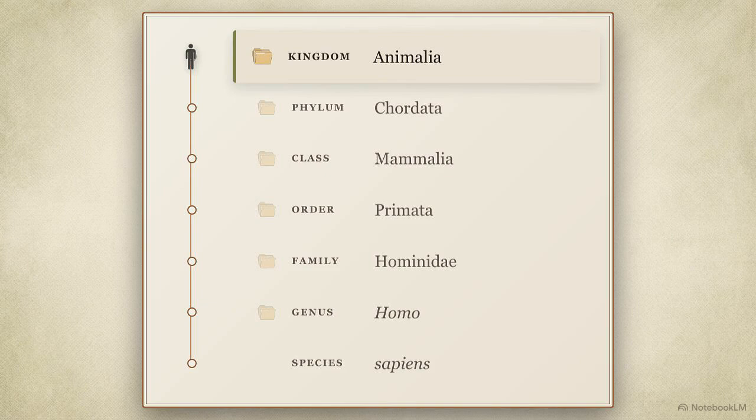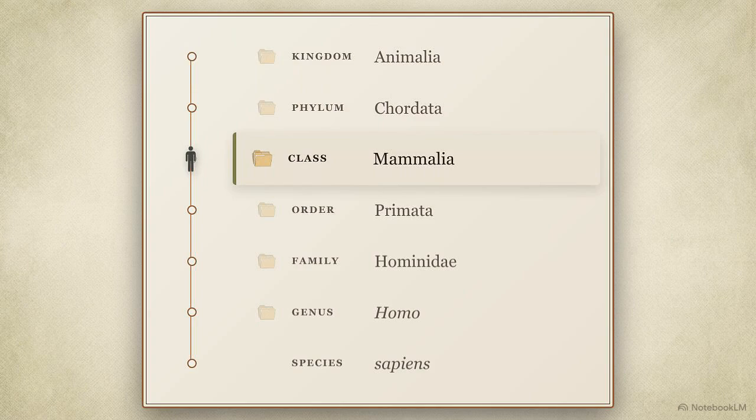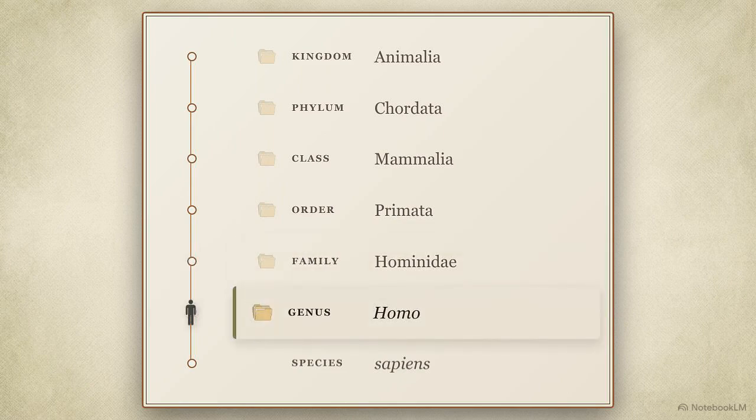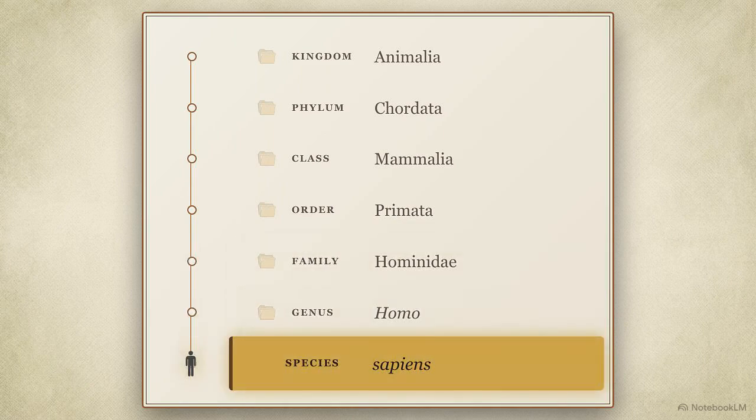We start in kingdom Animalia. Having a spinal cord filters us into phylum Chordata. Body hair places us in class Mammalia. We move down into order Primata, then family Hominidae. Finally, at the bottom, we reach our binomial name, genus Homo, species sapiens.